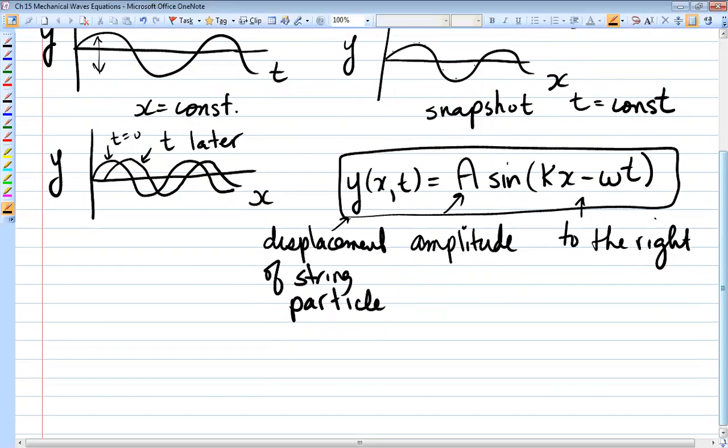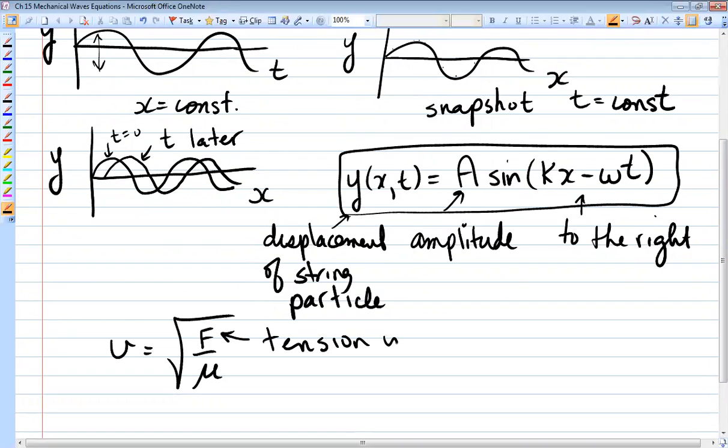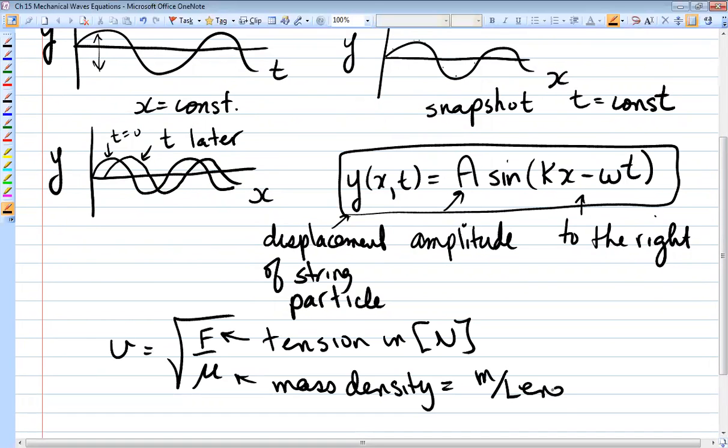Okay, now if you're specifically talking about waves on a string, the velocity of waves on a string depends on how tightly you pull the string, the tension of the string, and how thick the string is. So this F is the tension. I prefer to use F sub T, but your text just uses F, that's okay. That would be in newtons. And then this mu is the linear mass density, the mass per length. So basically that's how fat the string is.